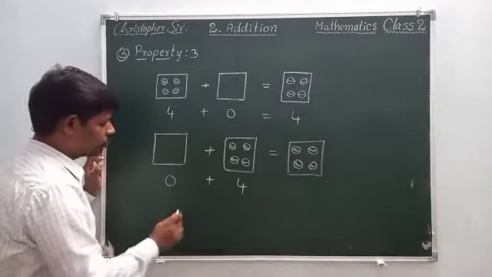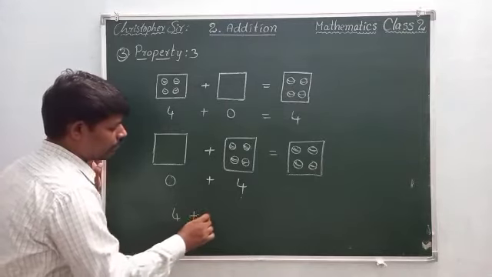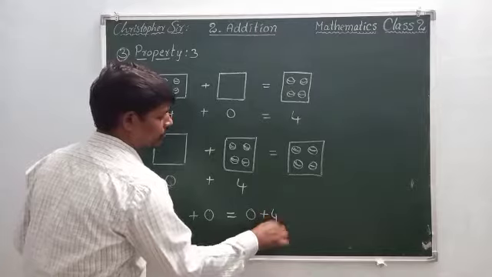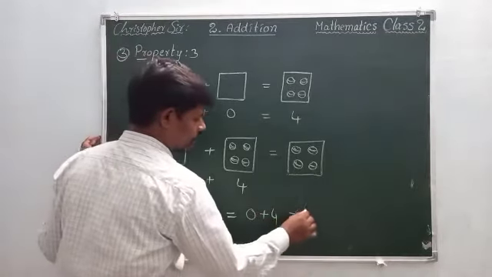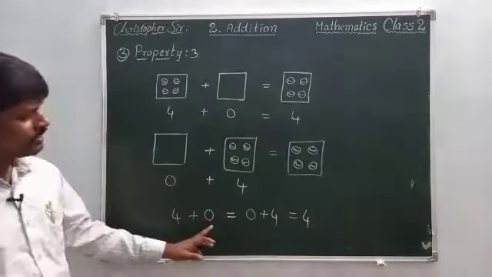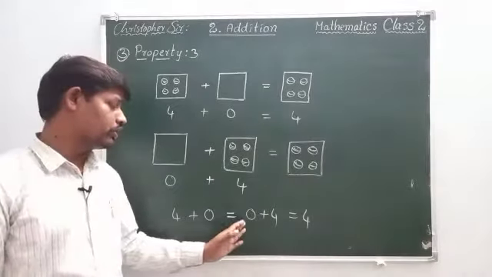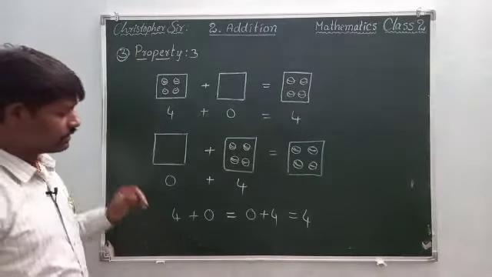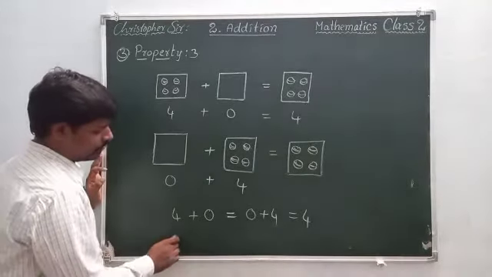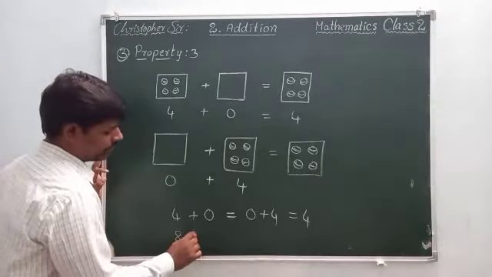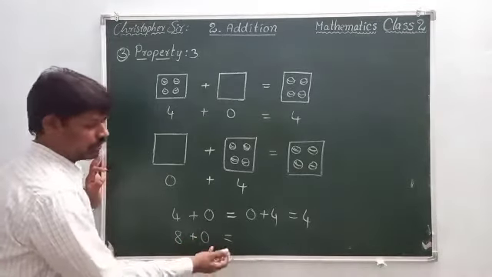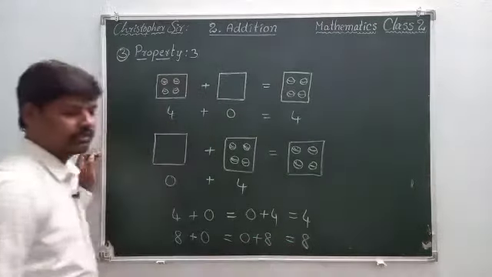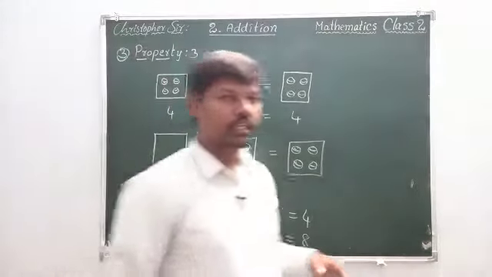So from this, you can write like this. 4 plus 0 is equal to 0 plus 4. That result is 4 only. 4 plus 0 is equal to 4. 0 plus 4 is also 4 only. If you write another number, for example 8 plus 0, how much? 8 only. Or 0 plus 8 is equal to 8 only. So this is property 3.